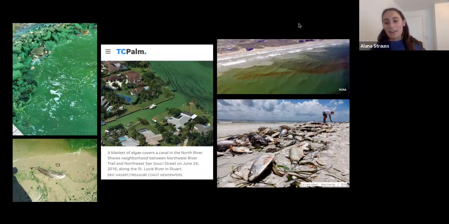And then on the pictures on the right, we have red tide, which is a different type of algae bloom. These are algae blooms that happen more so on the west coast of Florida rather than the east coast. And they are also toxic and can lead to fish kills and other types of die-offs.